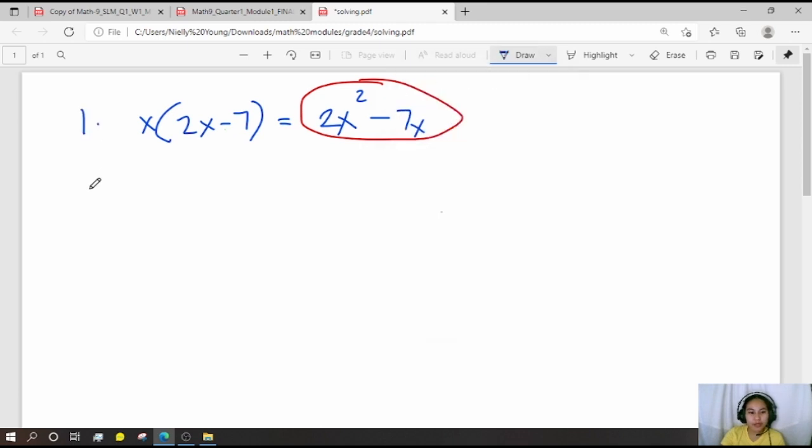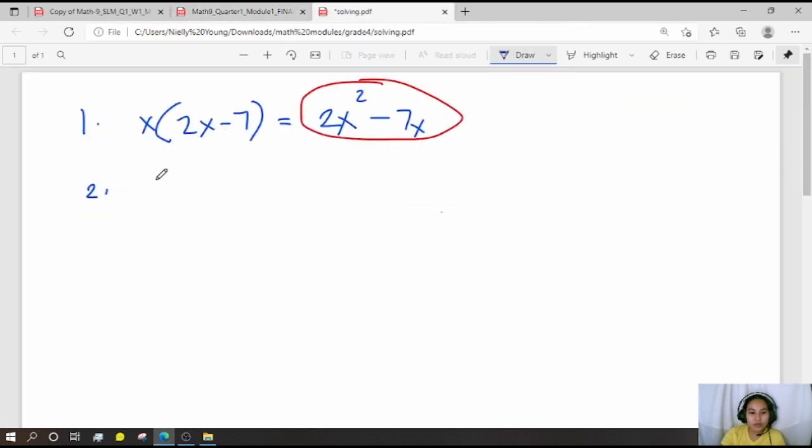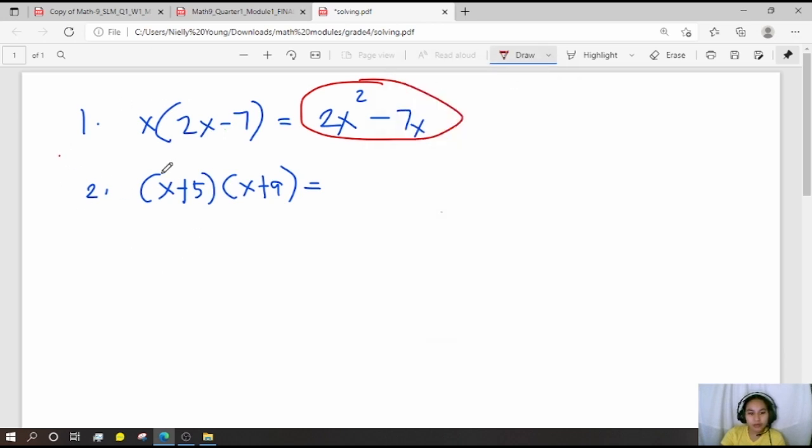Number 2 is parenthesis x plus 5, times parenthesis x plus 9. Pwede ka pong gumamit ng FOIL method. Meaning po, FOIL means first, O, outer, I, inner, L, last.